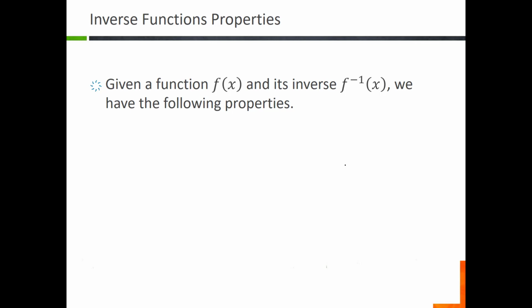So what properties do we have? Okay, first is that any point that is on the original function, so if you had a point (a, b) that was on the function, then its inverse has the same point where the coordinates are flipped. So if (a, b) is on the function, then (b, a) is on the inverse. Remember?